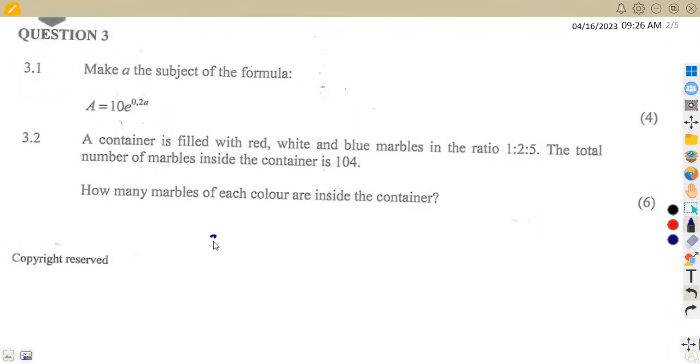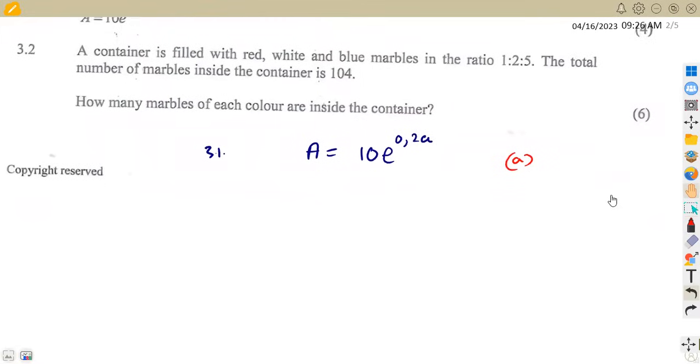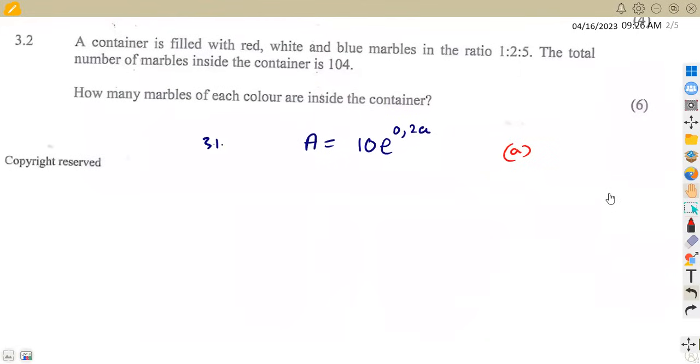We are given 3.1. A is equivalent to 10e to the exponent of 0,2a. And take note, the a to be the subject is the small letter a. So this is the one that you're supposed to make the subject. All right. So how can we make it the subject, guys? There are so many ways that you can attempt this one, but you choose which one is best. As for me, I was just going to divide by 10 both sides so that we can have e separately here.